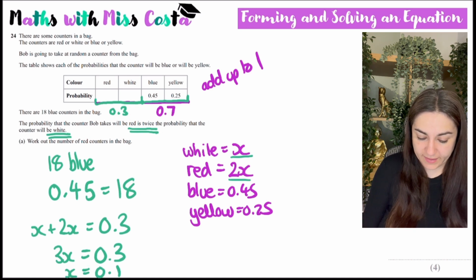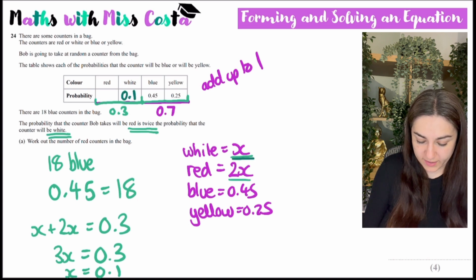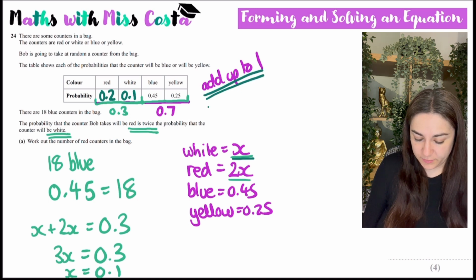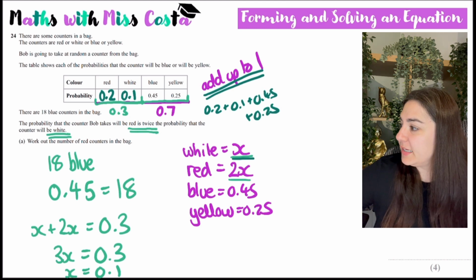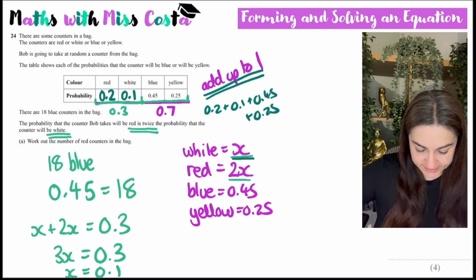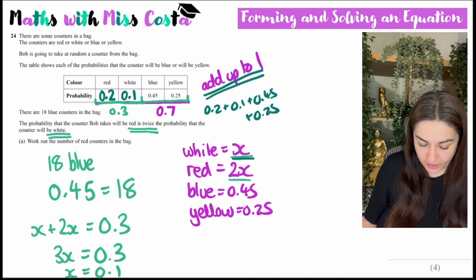So if white is X, then white is going to be 0.1 and red is going to have a probability of 2 times 0.1, which is 0.2. Double check that they all add up to 1. 0.2 plus 0.1 plus 0.45 plus 0.25 adds up to 1. So you know you have done it correctly. So we've worked out the individual probabilities and I need to now work out the number of red counters in the bag.